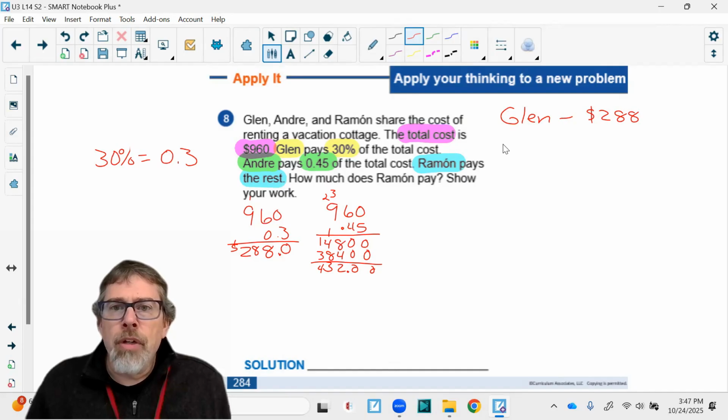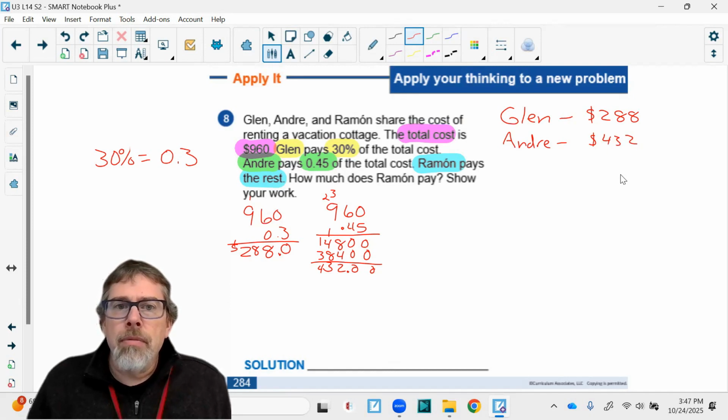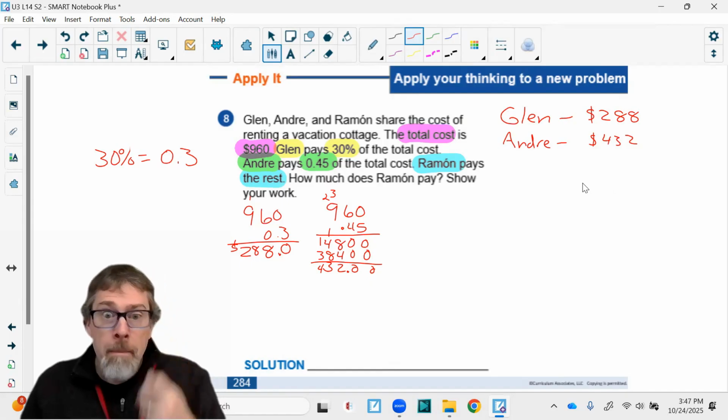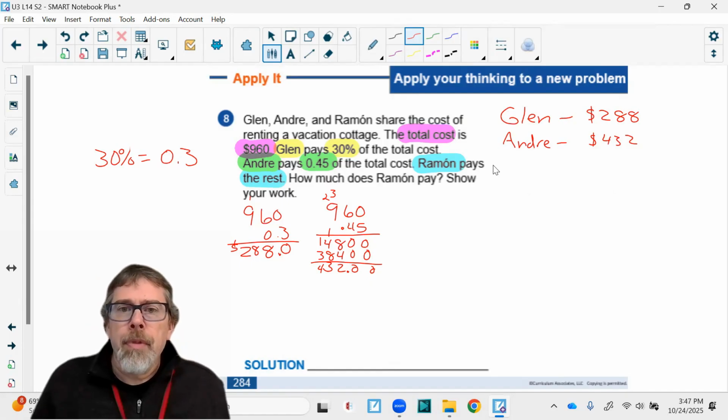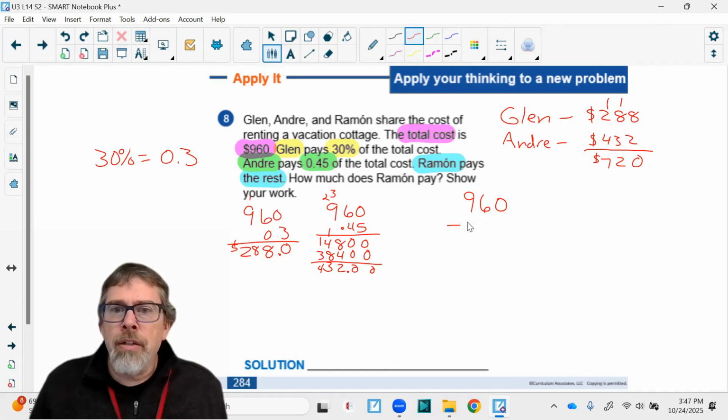Okay. So Andre's paying 45%, which is more. Maybe he's got a bigger bedroom or something. He's paying $432. Okay. So Ramon's paying the rest. So all we have to do is add these two up. $720. We take the 960 total. Glenn paid $288. Andre paid $432. That's a sum of $720.